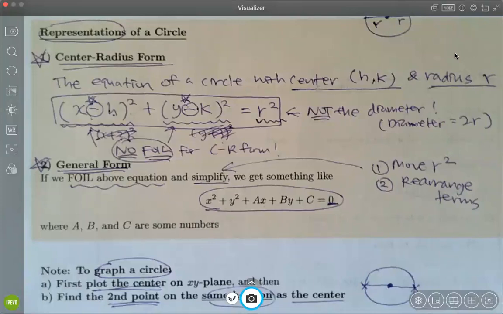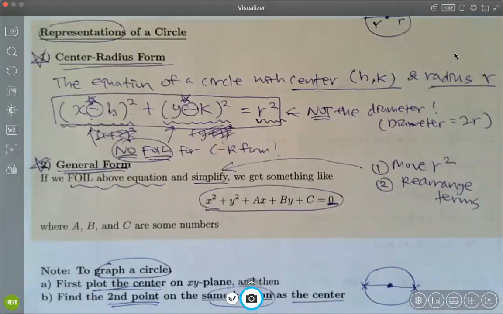Two. Say it again. Two, because of x and y? No, x and y are actually not unknowns. H and K, and one more, R. R as well, yes.